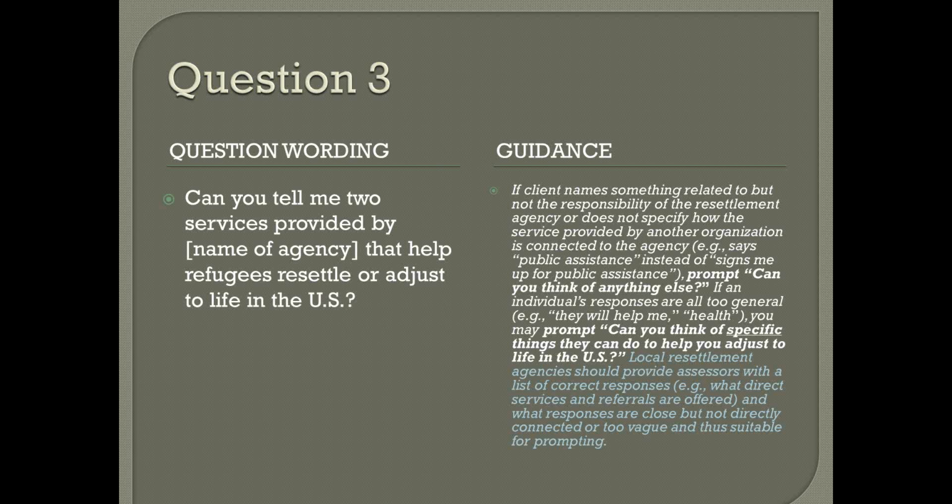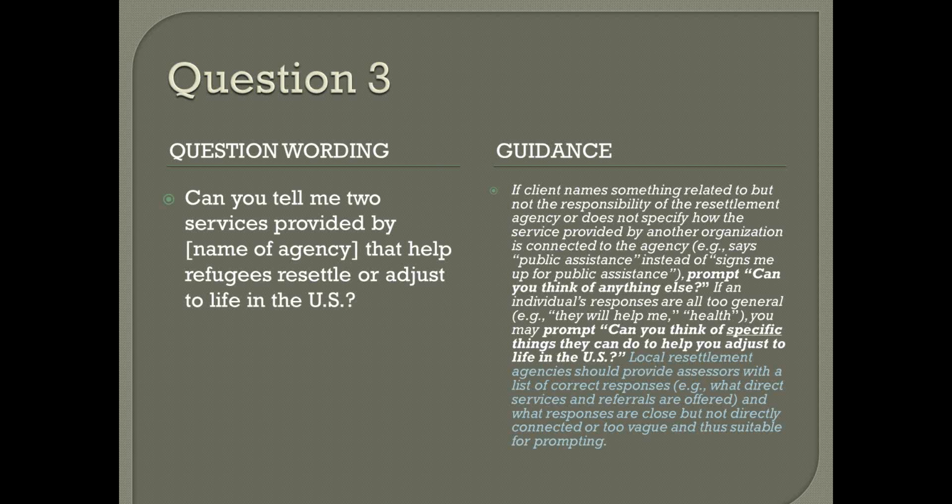We're going to go through each question, and I'm going to ask you for some of the correct responses that you might see on this and some of the incorrect responses. Starting with question 3, the question says, can you tell me 2 services provided by your agency that help refugees resettle or adjust to life in the U.S.?